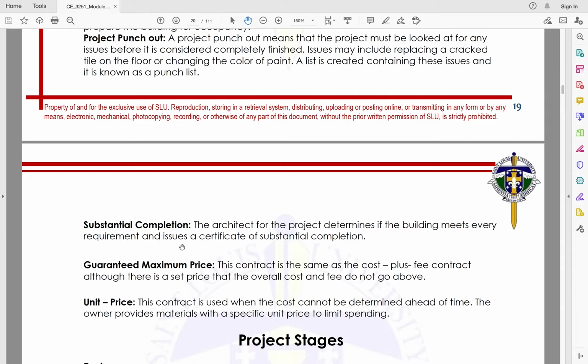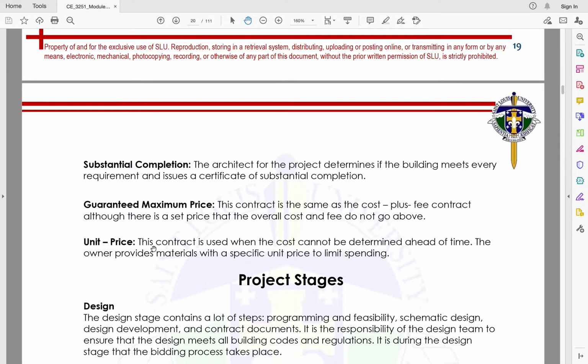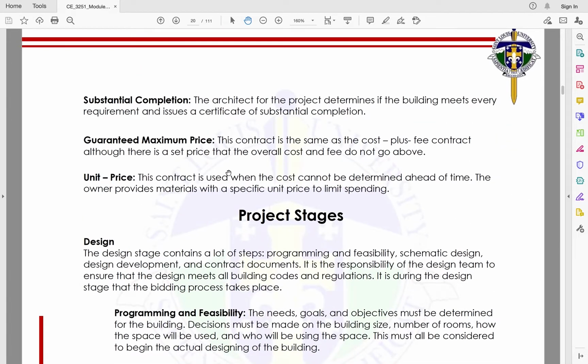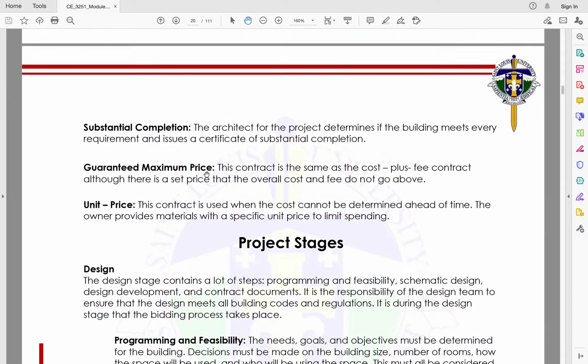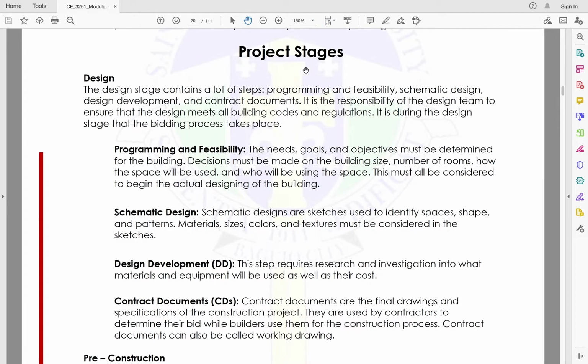Okay? Guaranteed maximum price. So this contract is the same as the cost plus fee contract. So although there is a set price, the overall cost and fee do not go above or beyond the said maximum price or the ceiling price. Unit price, this contract is used when the cost, na doble. Okay?